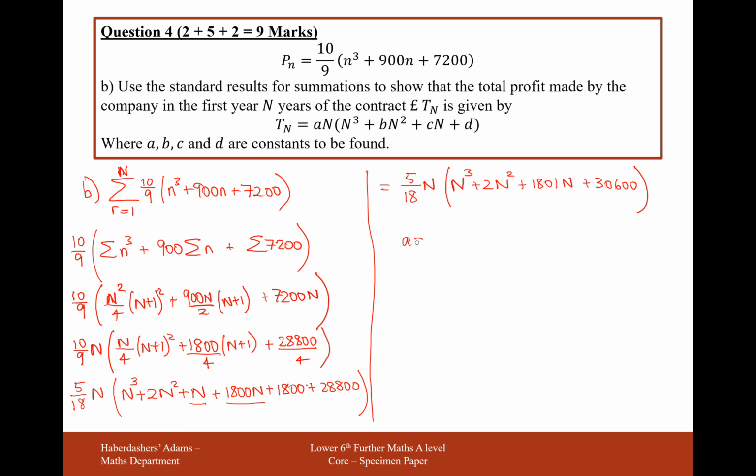We've got A as the value 5 over 18. We've got B as the value 2. We've got C as the value 1,801. And D as the value 30,600. Okay, great, so that's a big 5 marker done.